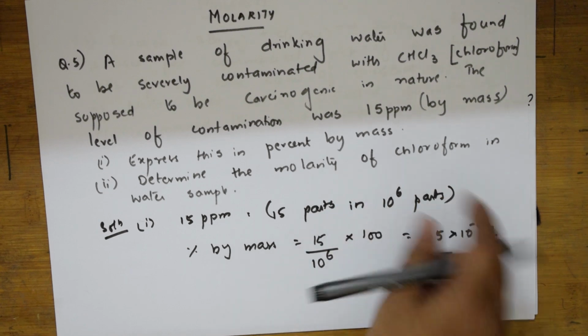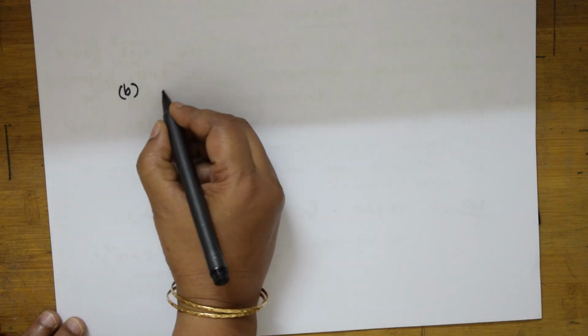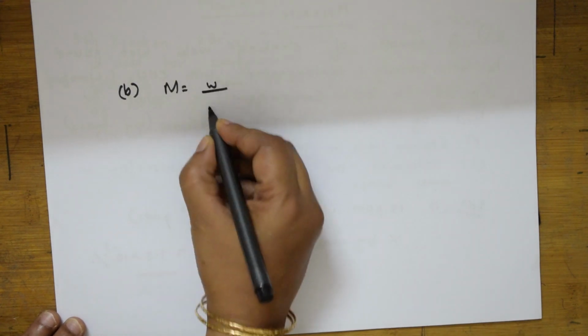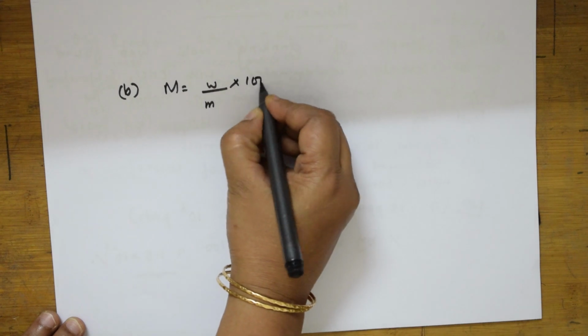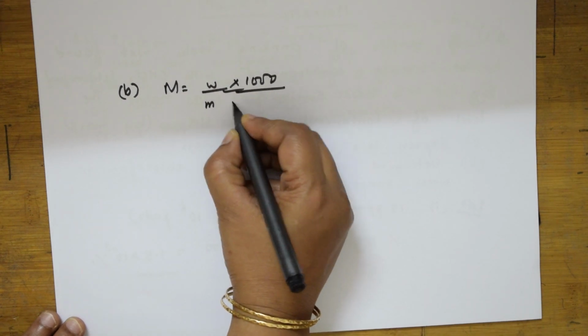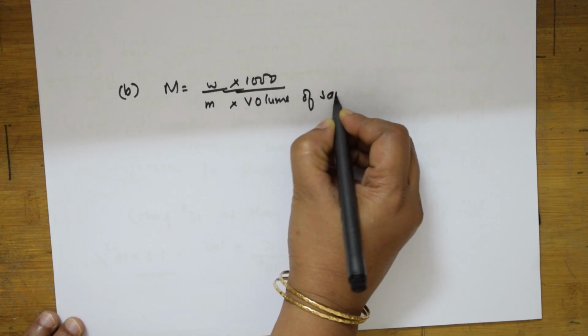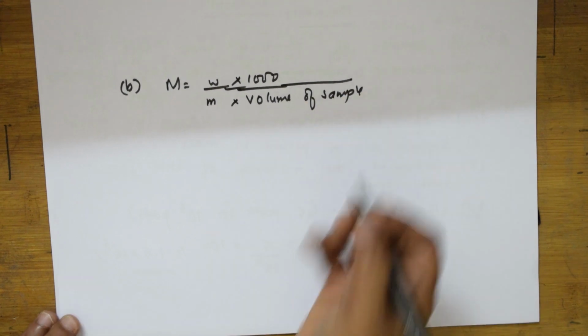Determine the molarity of chloroform in the water sample. So when I have to determine the molarity, let us do the second part. So molarity, what is the formula? Weight by molecular weight into 1000 by volume of sample. Okay, volume of sample.